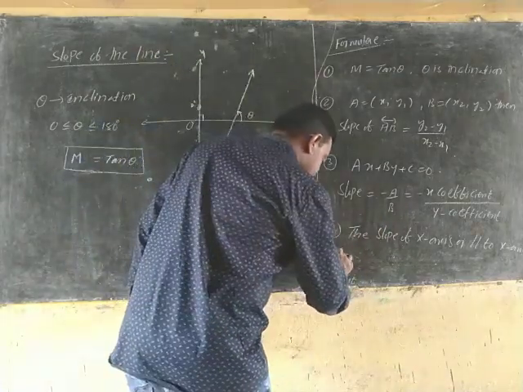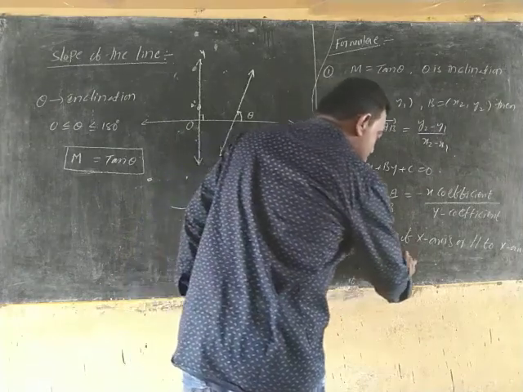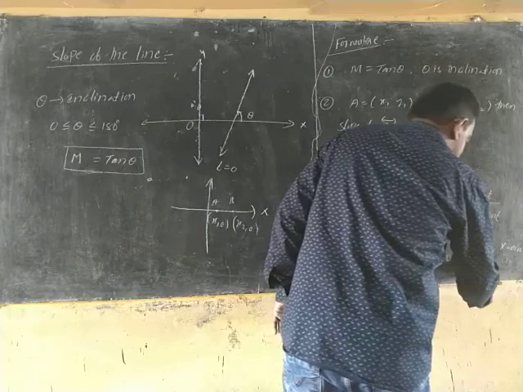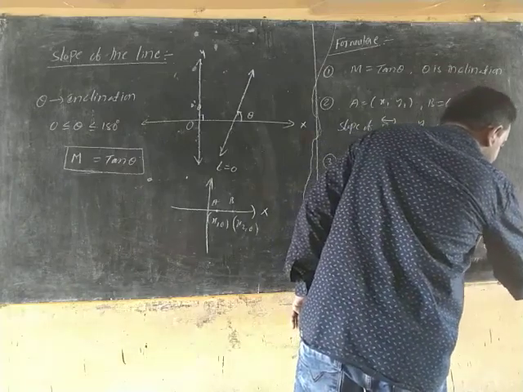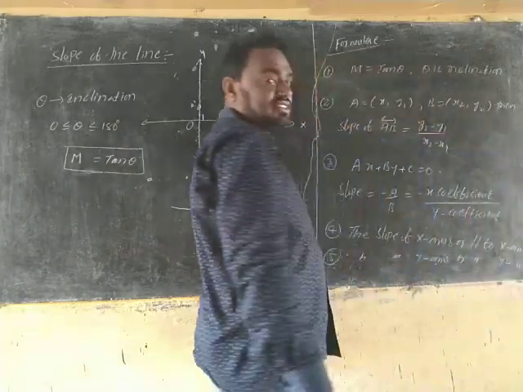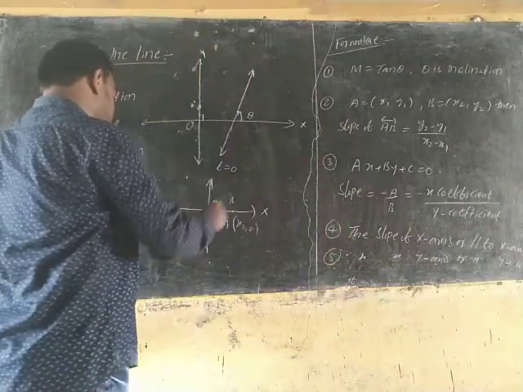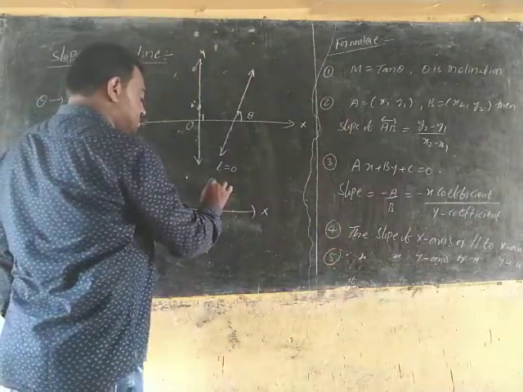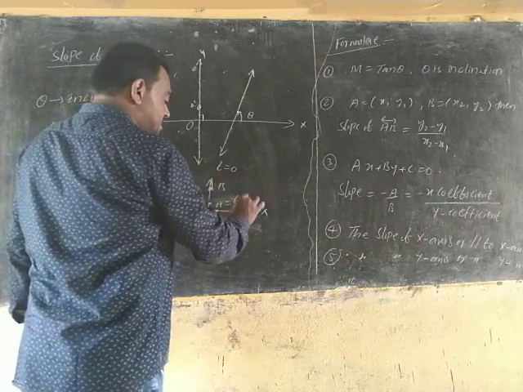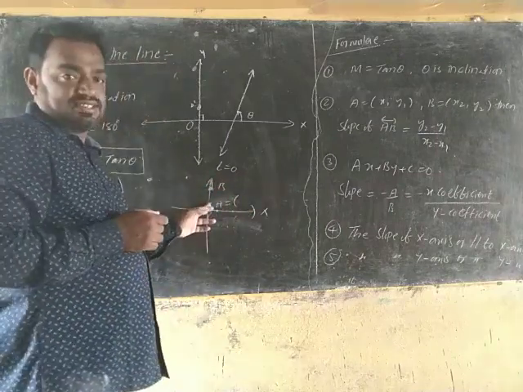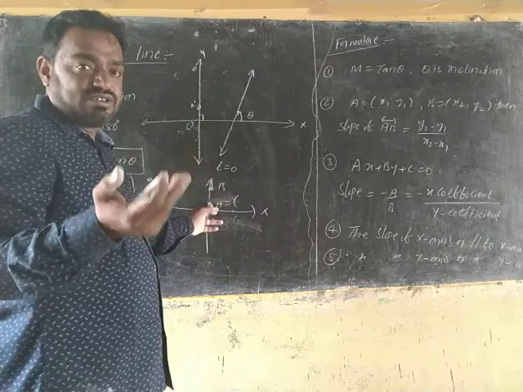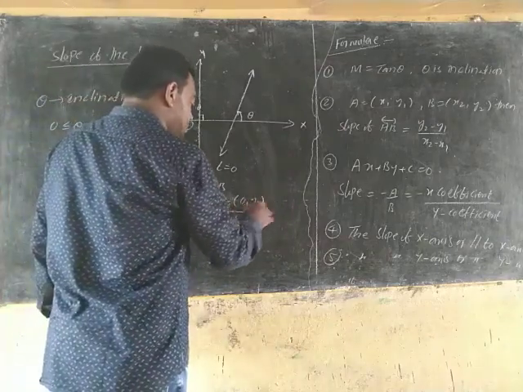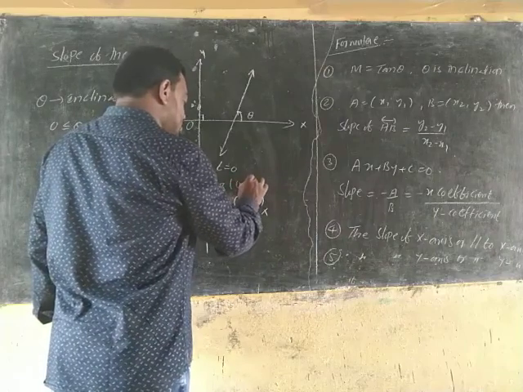Now coming to the fifth one, the slope of the y-axis or lines parallel to the y-axis. You see now two points A and B. This is point A, this is point B. Point A lies on the y-axis. On the y-axis, which coordinate is 0? The x coordinate is 0. So 0 comma y1. This is 0 comma y2.